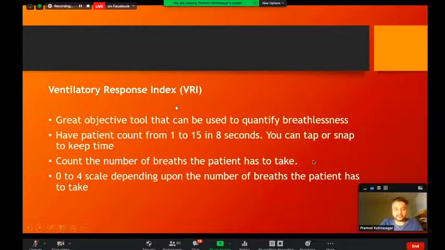As a physical therapist, you have a very simple tool, the ventilator response index. You can use this tool during your clinical practice. It is a great objective tool to quantify breathlessness. Have the patient count from 1 to 15 in 8 seconds, and count the number of breaths, how many breaths they take while they count.